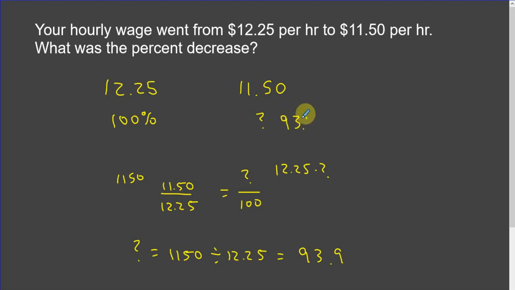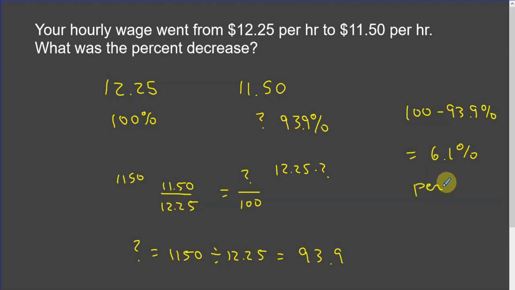I'll just put it right there. So your new wage is 93.9% of what it was. But it didn't go down by 93.9%, right? What did it go down by? It was at 100%, now it's 93.9%. So 100 minus 93.9% is, so that ends up being 6.1%.